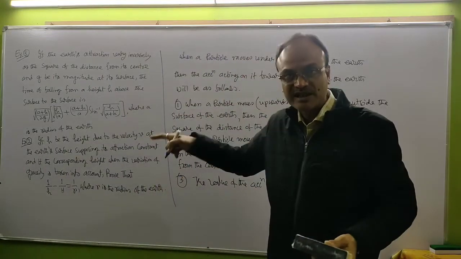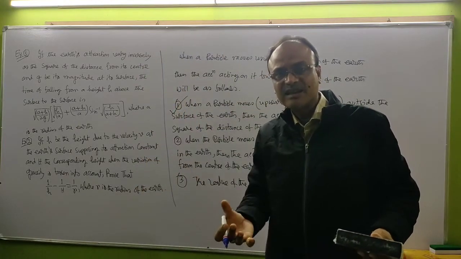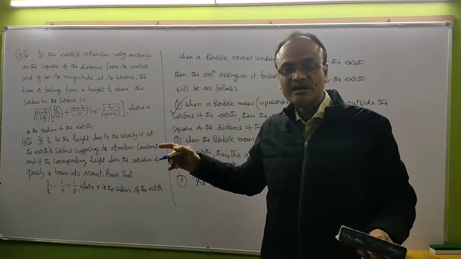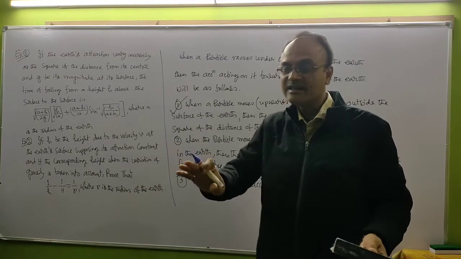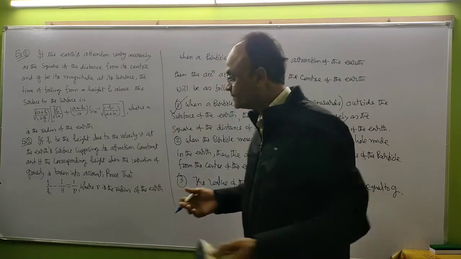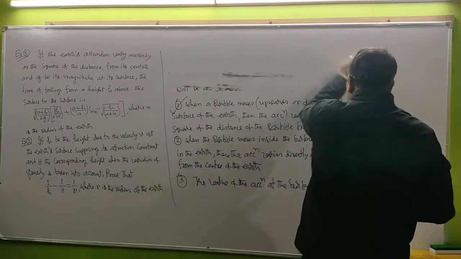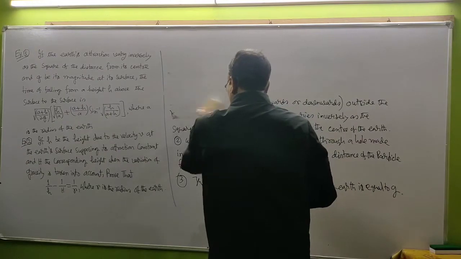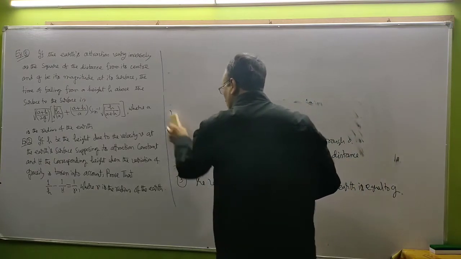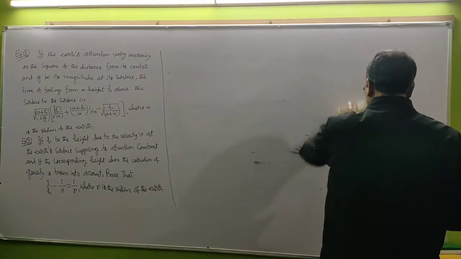When the particle moves outside the earth, the acceleration varies inversely as the square of the distance. If it moves inside the earth surface, then the acceleration varies directly as the distance of the particle from the center of the earth, and at the earth surface the value of the acceleration is equal to g. Perhaps you have noted down and you have already remembered it. Now let me try to solve question number 1. Now I am going to solve question number 1.